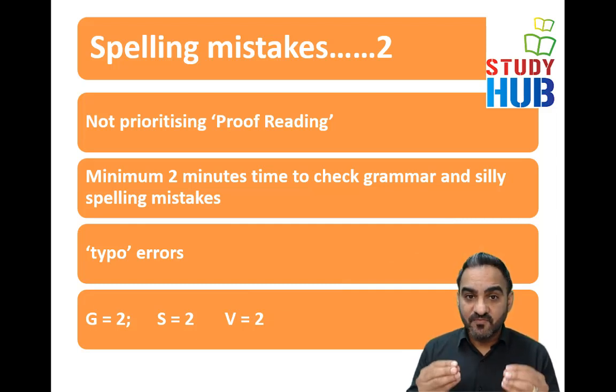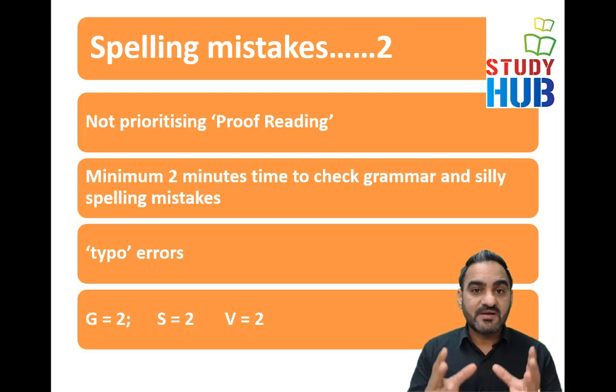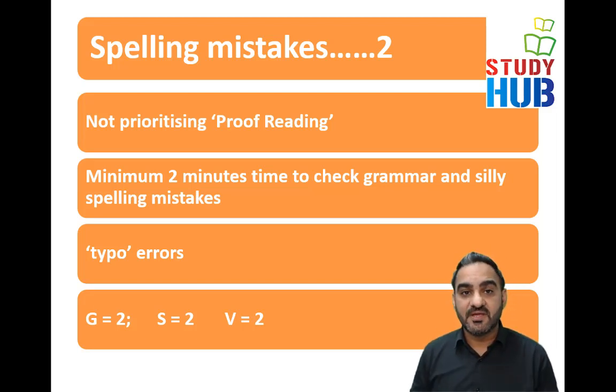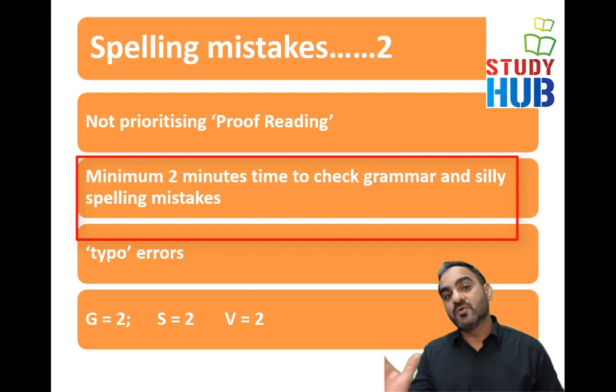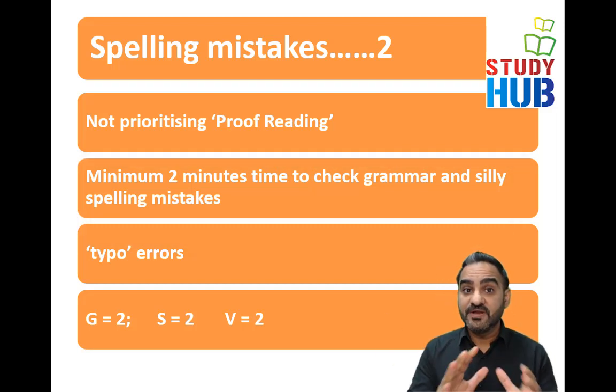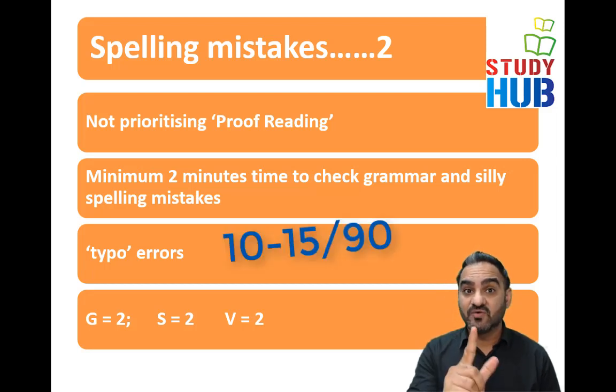So always, before you submit your task, no matter how urgent the next task would be, make sure that you proofread whatever you have written, and then you go to the next question. Proofreading can make a difference of about 10 to 15 marks in your writing out of 90. Now that's a big difference.